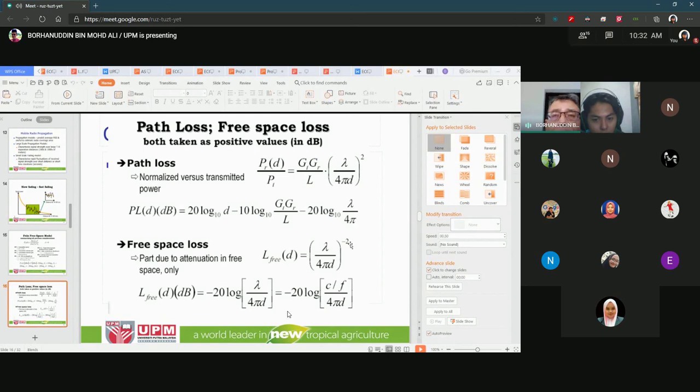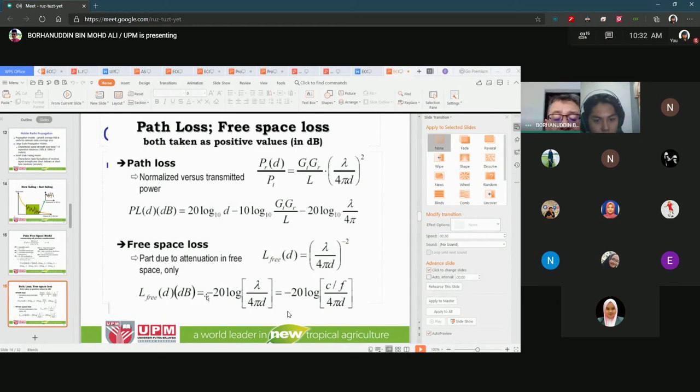this is an exponent yang bergantung kepada situasi ataupun keadaan tempat tu. Kalau free space tak ada objek, then 2 lah, normally exponent dia. Then this is represented as this in dB. Yeah, dB. dB is a ratio of 2 gains.